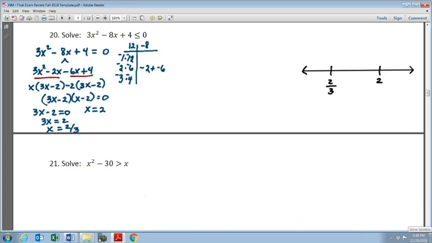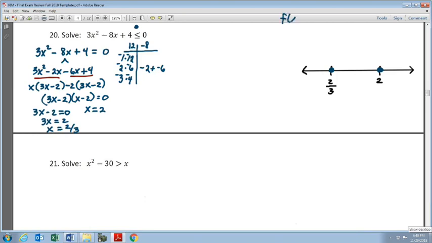Excuse me, and I'm putting the critical values, as we sometimes call them, on the number line. They're the values that make this expression equal 0. Now notice we want to know when 3x squared minus 8x plus 4 is less than or equal to 0. So in this case, we're going to use a solid dot on the number line at these 2 points because they make it equal to 0, and that's going to be part of our answer.